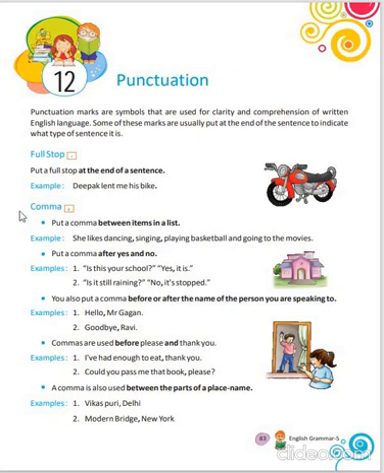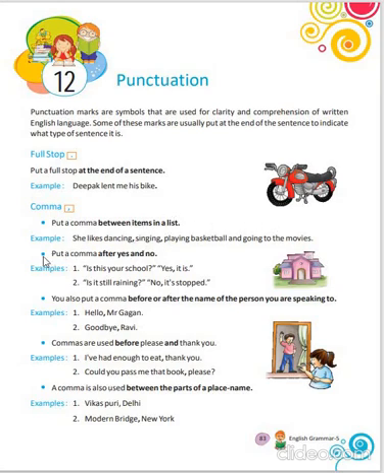Now let's learn comma. Comma is used when we have different items in our list, then we have to use comma, like: she likes dancing, singing, playing basketball and going to the movies. So in this case we put comma.